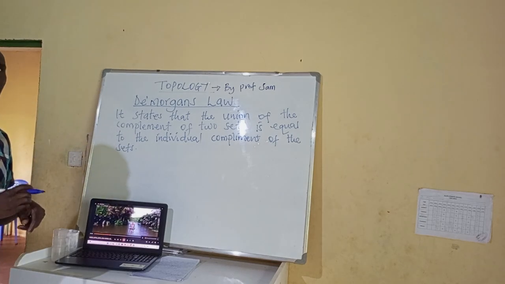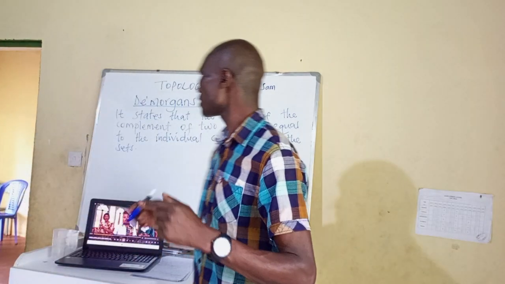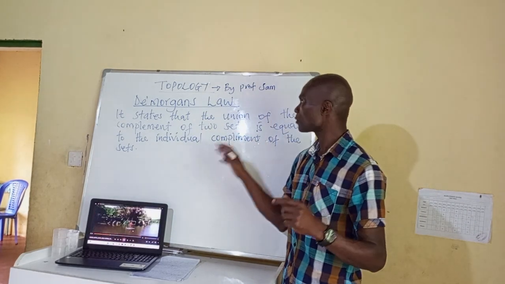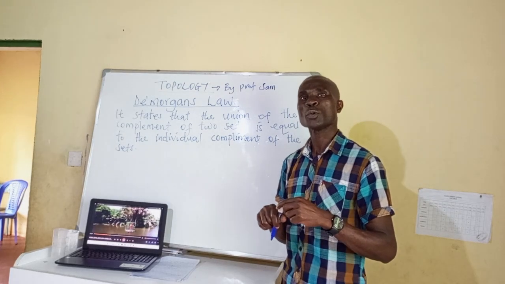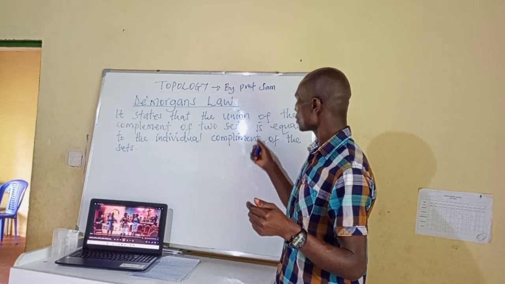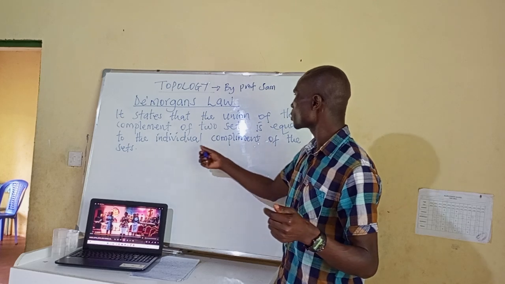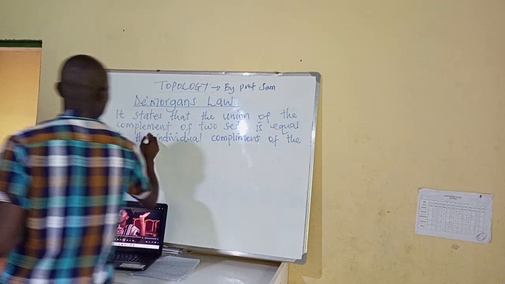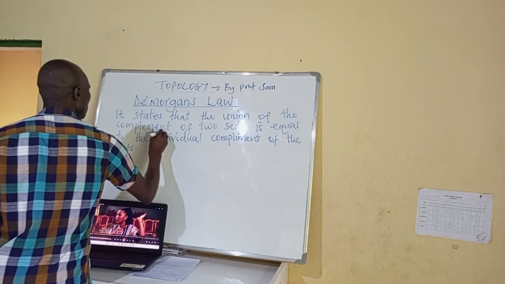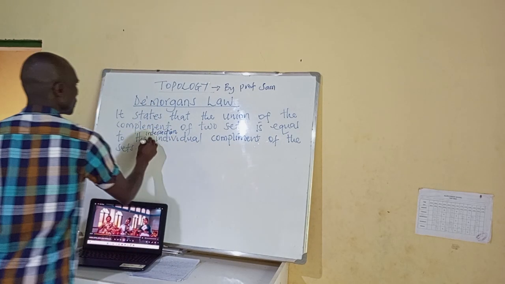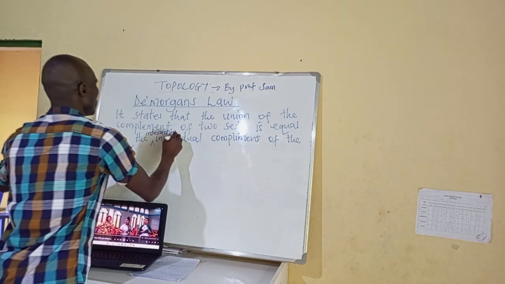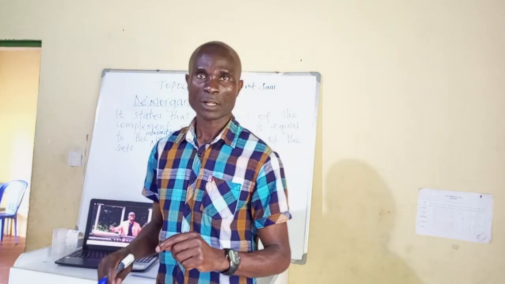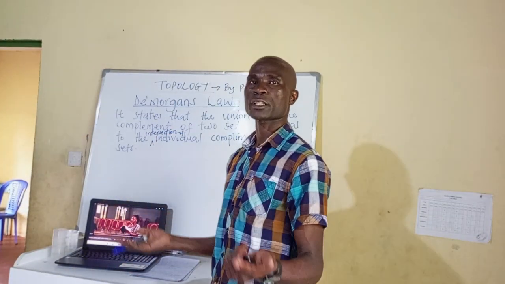Now, guys, what do we mean here? In a nutshell, what we are trying to say is that De Morgan's law states that the union of the complement of two sets is equal to the intersection of individual complements of the sets. Very important and very easy.